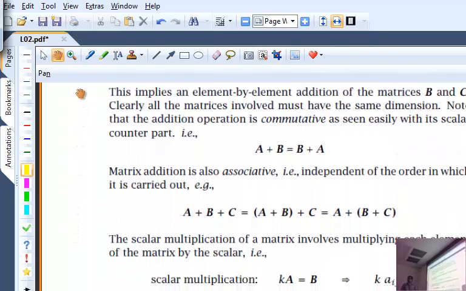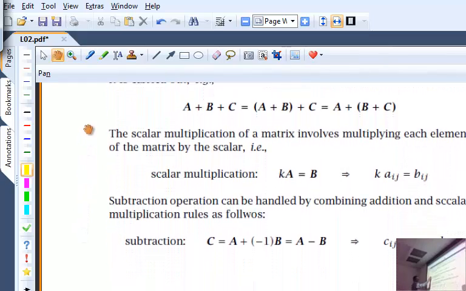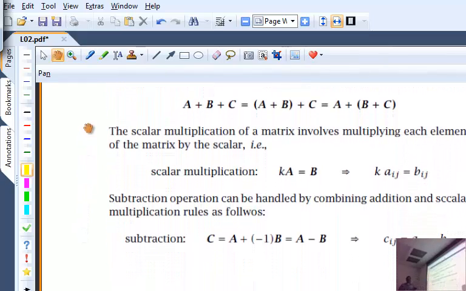And it is associative. What does that mean? That means if I have three matrices, A plus B plus C, I can do A plus B first and add C, or I can do B plus C first and add A. I will get the same result. You say, well, why is he doing all this? It's trivial. It gets a little bit more difficult, but we are just setting the notations and the nomenclature straight.